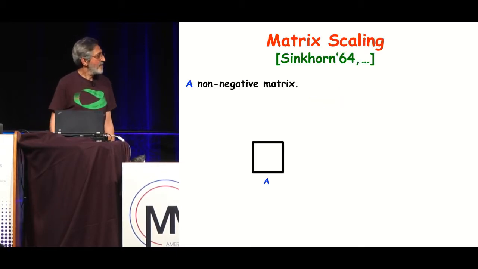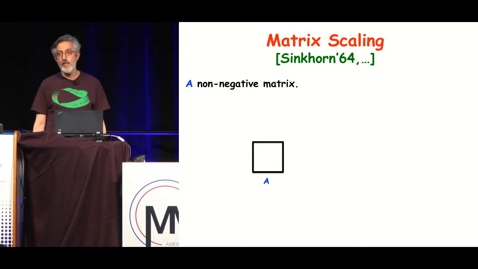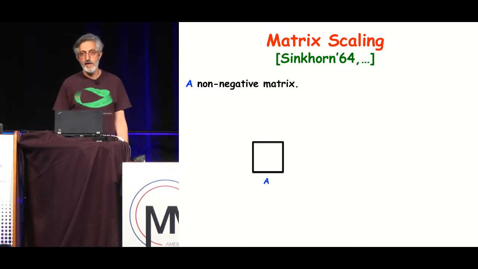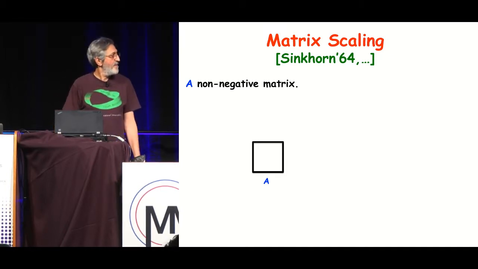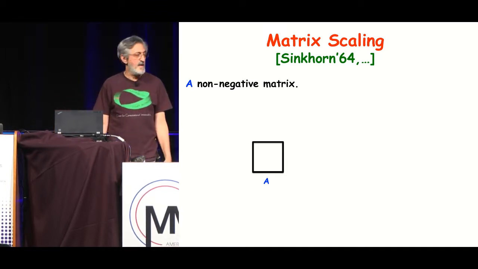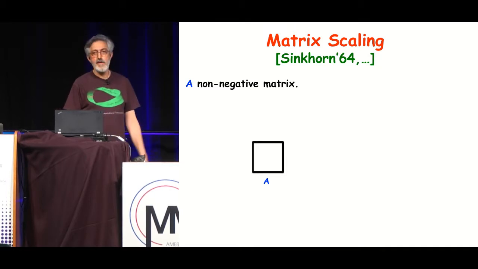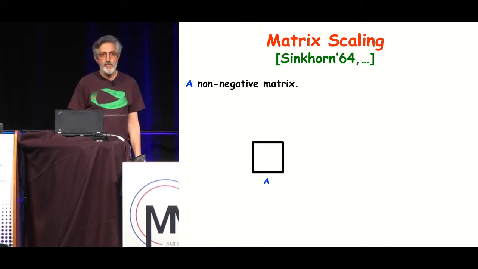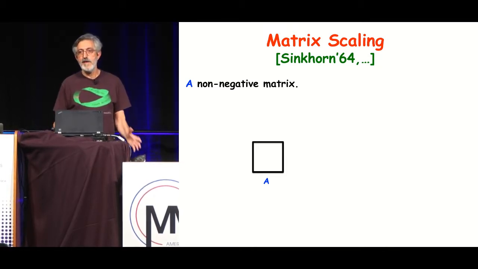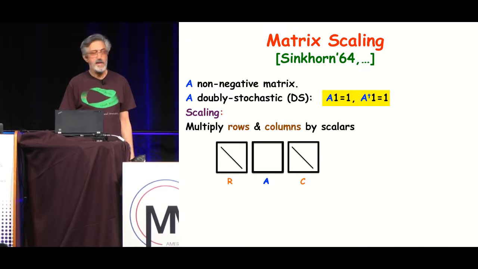So for this, I need to define one more problem, which is equivalent to testing perfect matching. It's not difficult to show, but it looks really, really different. So here's the problem. It was introduced by Sinkhorn. I'll tell you why in a second. You have a non-negative matrix, and what you are trying to do is try to make it doubly stochastic. That's the problem.